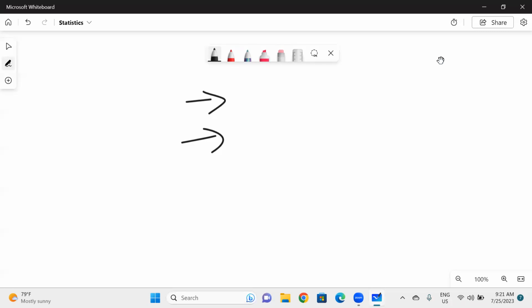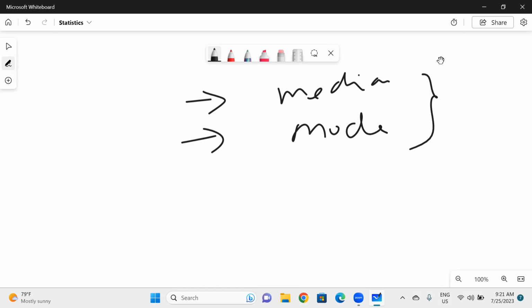So we can do only some kind of statistics like median and mode, and these things we can calculate. The median and mode, these are the two measurements we can perform on ordinal data. Ordinal data is a type of qualitative data. So we can do only median and mode, we cannot do the mean.